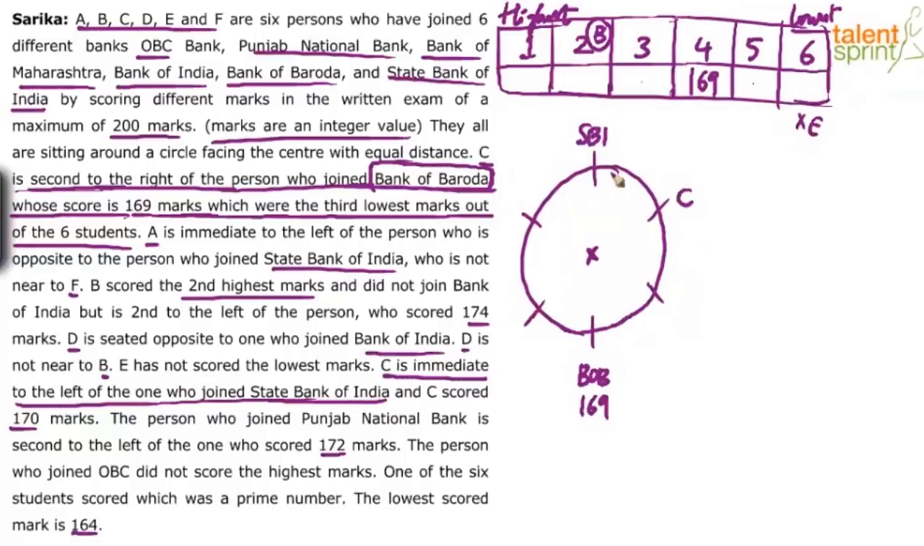Right is always anti-clockwise when persons are facing center. So that is SBI's position. And C scored 170 marks. Make a note of that.